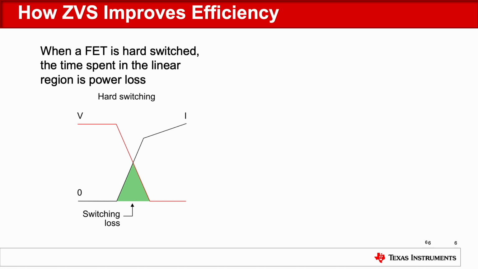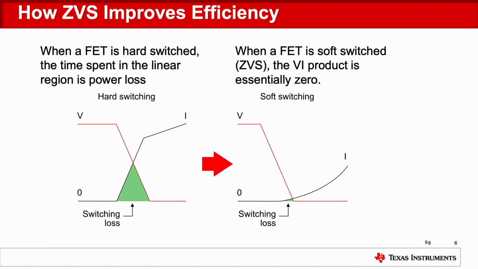When a FET is hard switched, the time spent in the linear region is a power loss. Here's an example of hard switching where you can see the voltage across the FET coming down as the current through the FET is ramping up. When a FET is soft switched, or ZVS, the VI product is essentially 0. This is why you can minimize power losses.